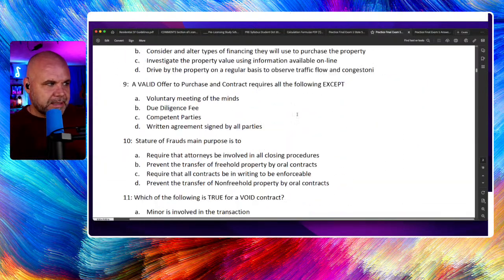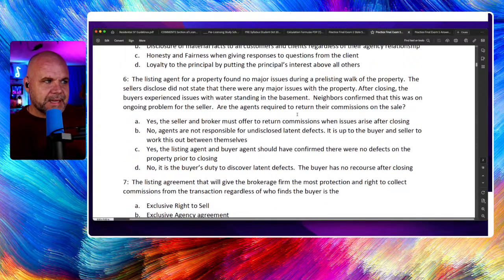And then number 6. The listing agent for a property found no major issues during a pre-listing walk of the property. The seller's disclosure did not state that there were any major issues with the property. After closing, the buyers experienced issues with water standing in the basement. Okay, agent doesn't know any better. The agent did their job. They looked around. They couldn't see any evidence of water. The seller did not disclose the water issue. They chose to check no representation, and they have the right to do that.